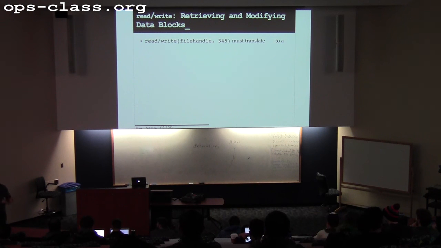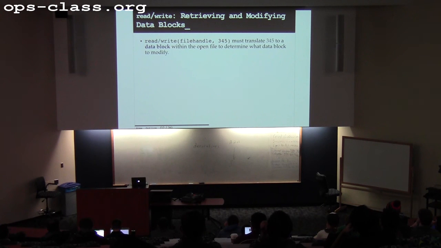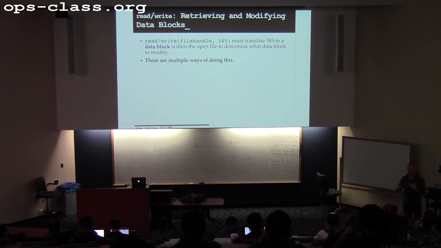Now, the file is an abstraction. The file goes from 0 to the length of the file, but it's probably not laid out that way on disk. So my next challenge is figuring out how to map the offset to a data block or data blocks. Because if I'm writing a large chunk of data, I need to find all the data blocks from the beginning of the write to the end. Same thing with the read. I need to figure out what data block or blocks to modify. This is a little trickier than path names, because the file size can vary. I want to support very small files and very large files, and there are multiple ways of doing this.